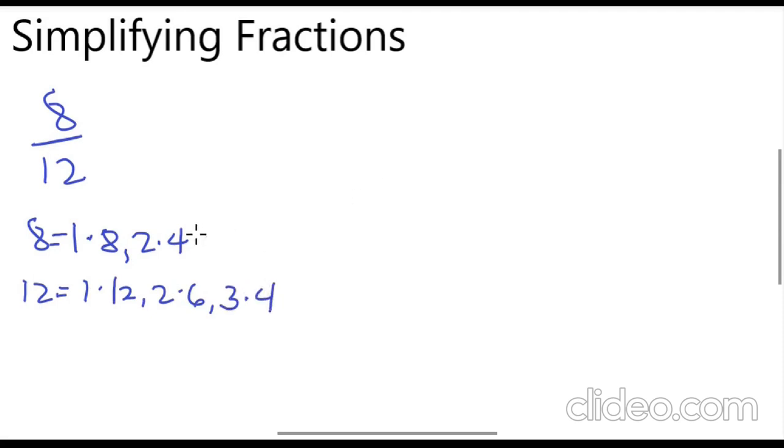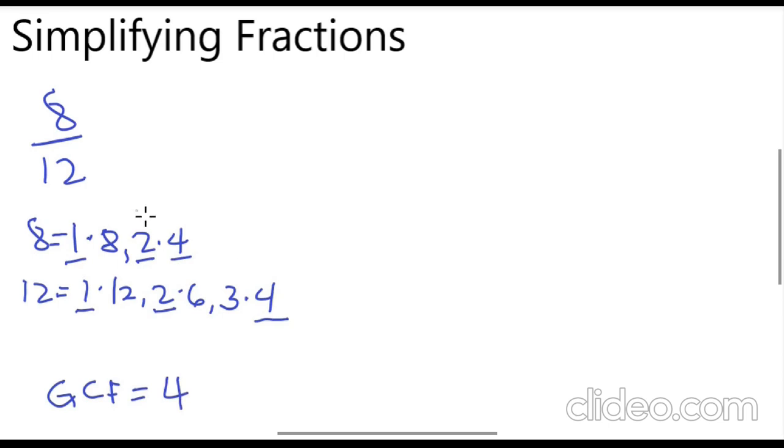So ngayon po, when we say GCF, we need to get the greatest common factor. So let's see muna kung ano po yung mga common factors natin. We have 1 and then 1. We also have 2 and 2. And then we have 4 and 4. So as you can see, we have 1, 2, and 4. So the greatest of the 3 is 4.